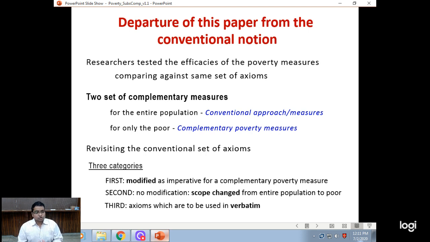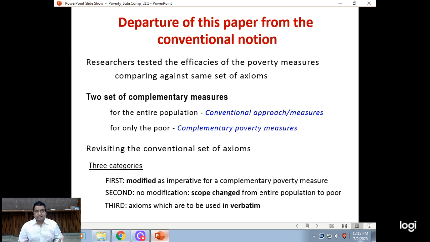So in this paper, what I'm trying to do is propose that there should be two different sets of poverty measures which are complementary to each other. One set of poverty measures is for the entire population, and the other set is meant for only the poor people. The first one I call the original or existing one, the conventional approach, and the second one is the complementary poverty measure.